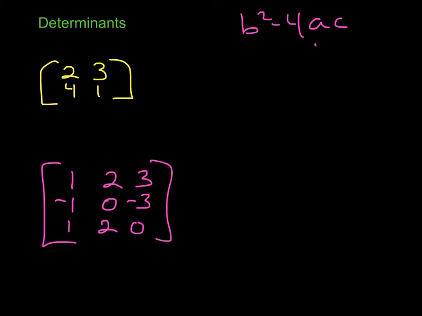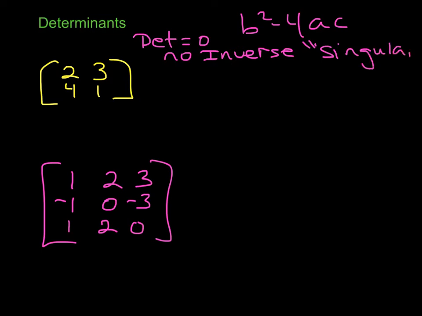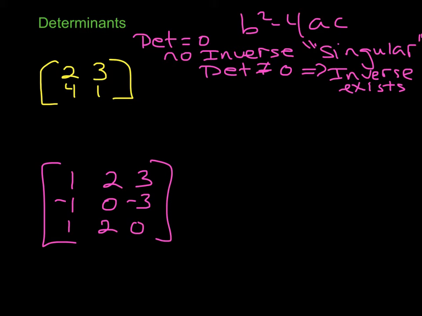And the important thing that we're looking for right now is whether or not a matrix has an inverse. So the rule is that if the determinant equals 0, then there is no inverse. And we call that matrix singular. So a matrix is considered to be singular if there is no inverse. And we know that there is no inverse if the determinant is 0. And if the determinant is not equal to 0, then an inverse exists. So an inverse does exist as long as the determinant is not 0.